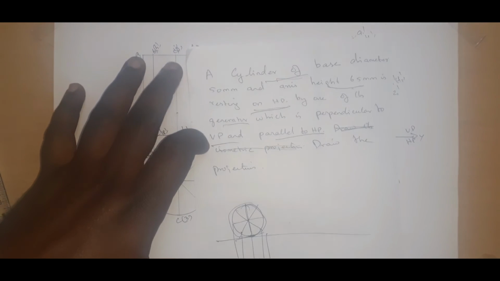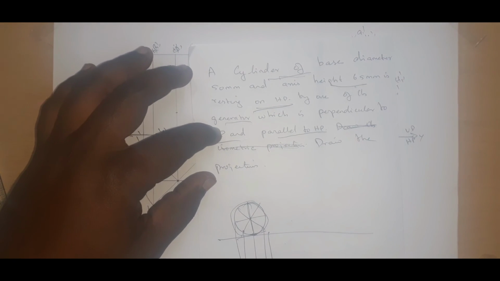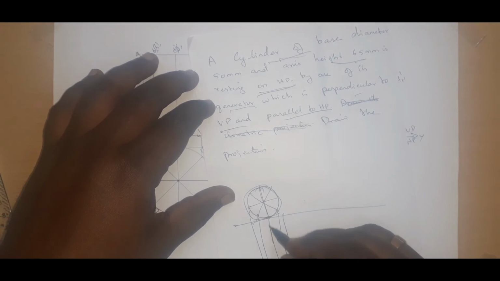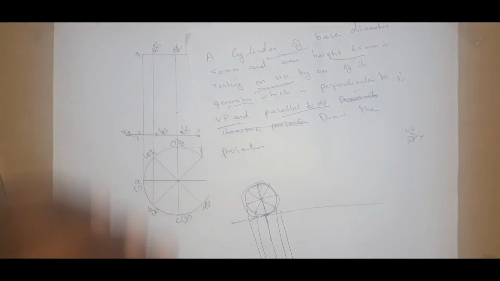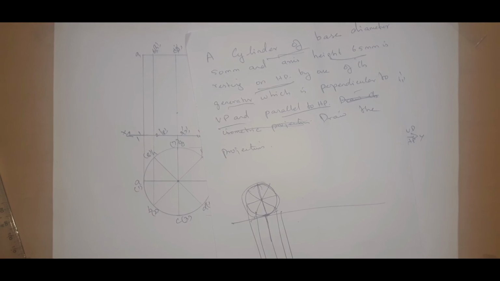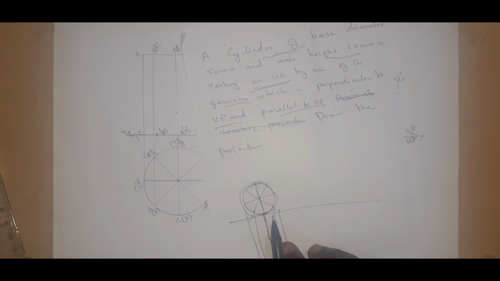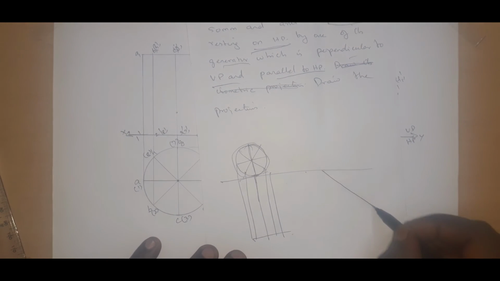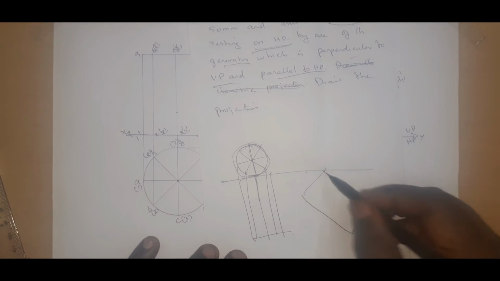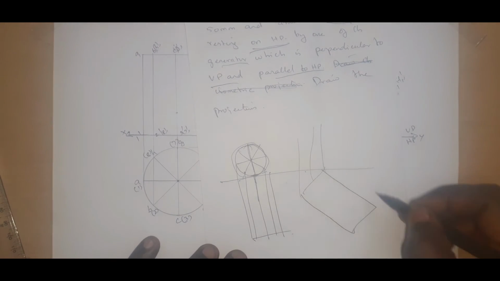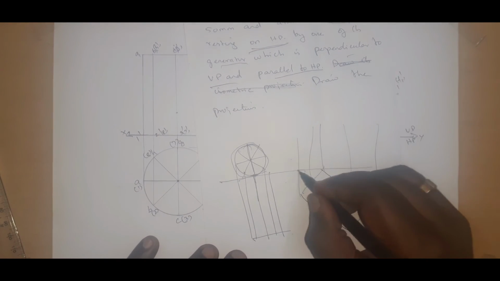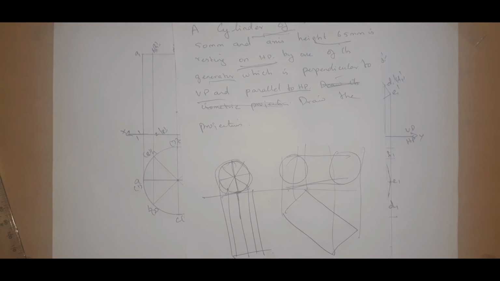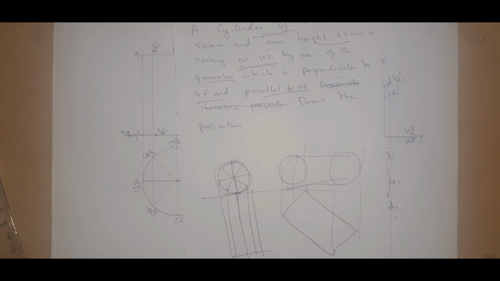Now, in the question it is not given. Here it is given that the axis is perpendicular to VP and parallel to HP, which is okay. In case the question says the axis is inclined 30 degrees or 45 degrees to VP, how will you do it? The same rectangle will be drawn like this, and this can be projected in this order. Your cylinder will come like this. So this is the way of doing this kind of problem.